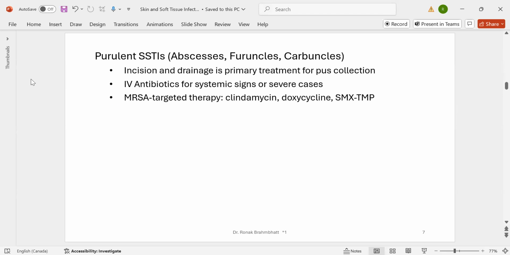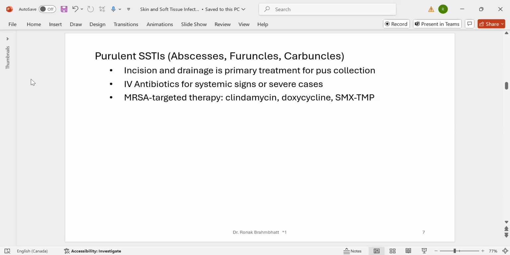So again, going over it, you have abscesses, right? You have furuncles, you have carbuncles, and so forth. Okay. And what each of these means, you can Google the pictures, right? Abscesses, you know what it is. Furuncle is like one follicle infection. Carbuncles are like multiple follicle infections and so forth. So this you can Google. So incision and drainage, main treatment, right?